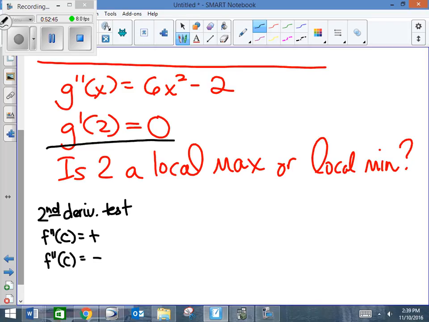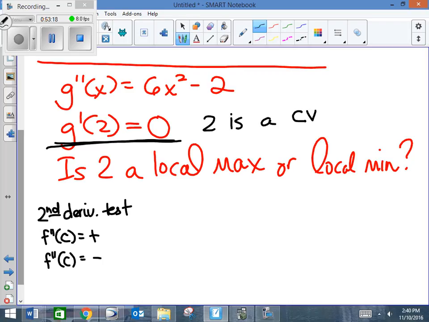What does this tell us? The slope is 0. That tells us that 2 is a critical value because G prime is 0. It has a horizontal tangent at 2, but I don't think that's the information you want to get out of that at the moment. So yes, that is a true statement.